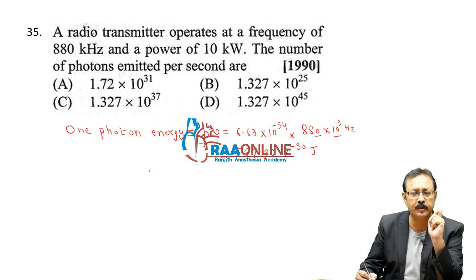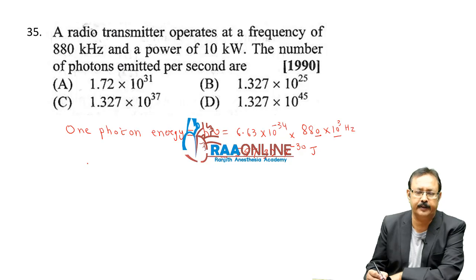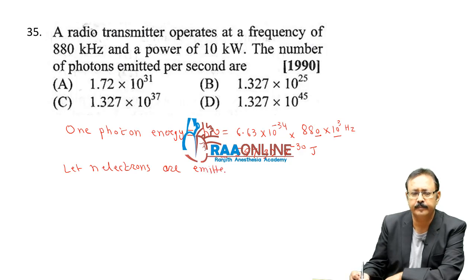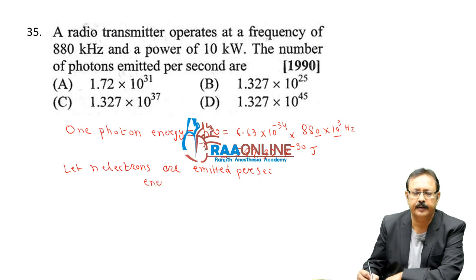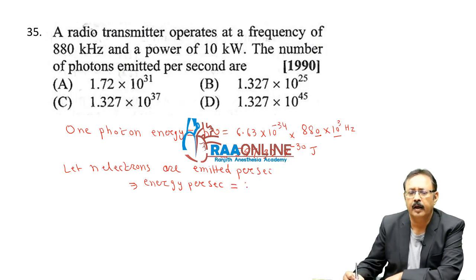Suppose n photons are coming out in 1 second. Let n photons be emitted per second. It means energy per second we are getting from the source is equal to n into the energy of one photon. Energy per second means power.